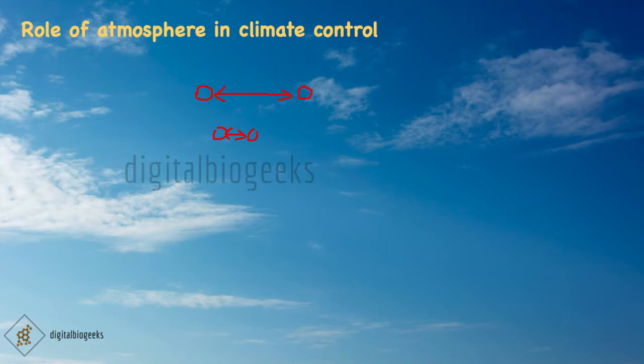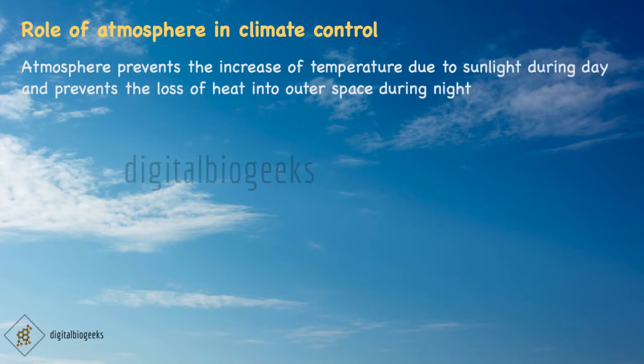The atmosphere keeps the average temperature on Earth steady during the day and even during the course of the whole year. Atmosphere prevents the sudden increase of temperature due to sunlight during day and prevents the loss of heat into outer space during night and thereby helps us from freezing.